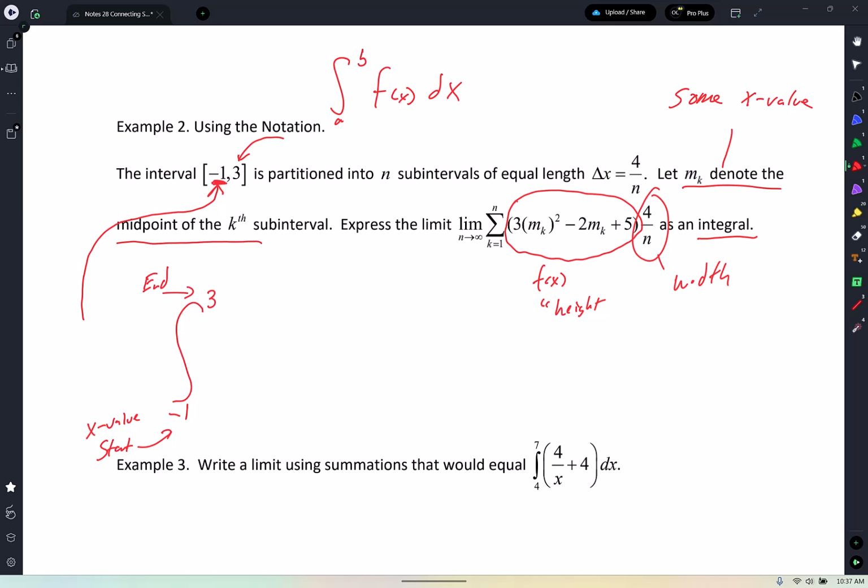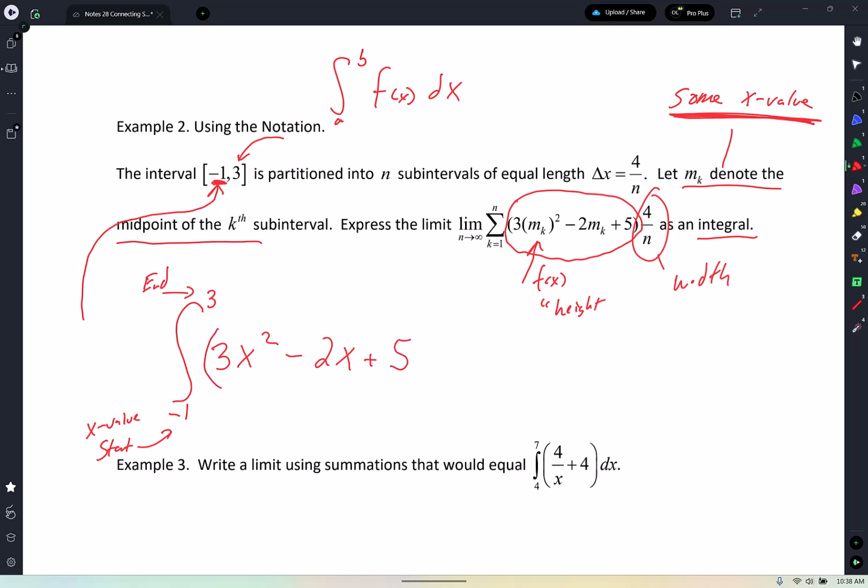What did I tell you about m of k? It's just what? Look what it says up here. It's just what? Some x value. So I can just rewrite this as 3x squared. That's just some x value. Minus, what was m of k? Some x value. So just 2x plus 5. That's your f of x.